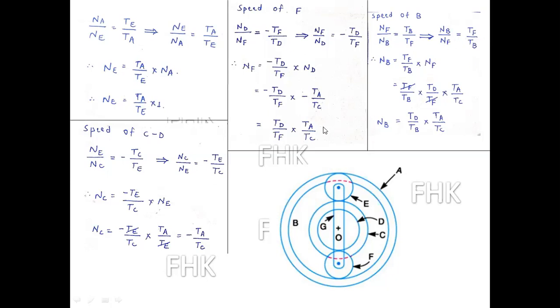But what is the value of NF? We have already found it here: NF is TD upon TF into TA upon TC. The same value I will put here instead of NF. So TF upon TB into TD upon TF into TA upon TC. So TF will get cancelled here. So NB will become the product of the number of teeth of D and A, divided by TB and TC, that is DA upon DC.